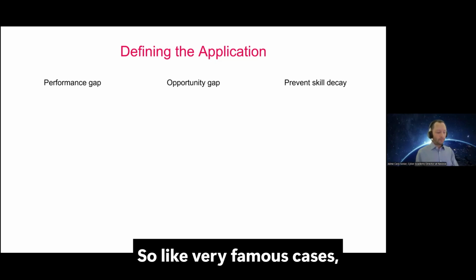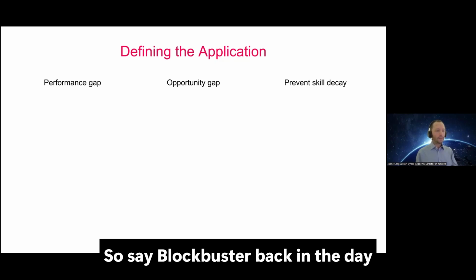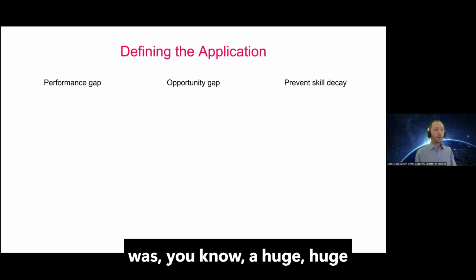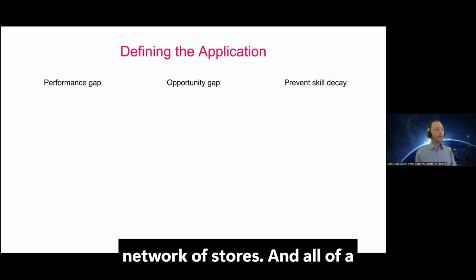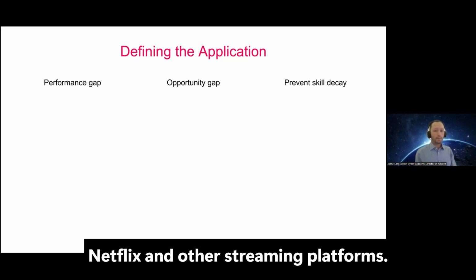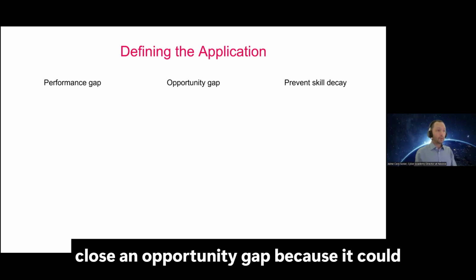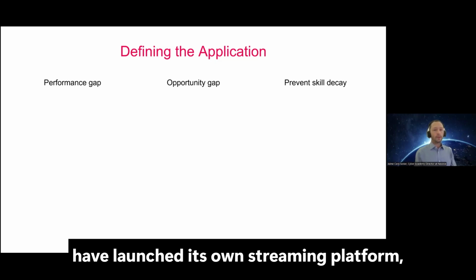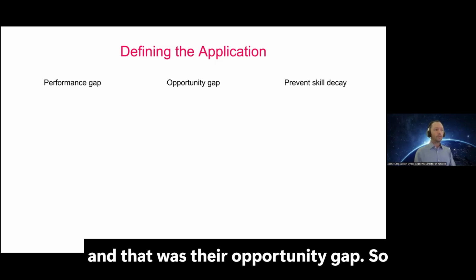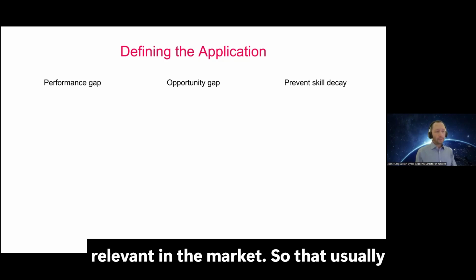So, very famous cases, as probably you can think of many others. Say Blockbuster back in the day was a huge network of stores, and all of a sudden it lost market fit because of Netflix and other streaming platforms. Blockbuster failed to close an opportunity gap, because it could have launched its own streaming platform. That was their opportunity gap, and they had to close that gap to stay relevant in the market.